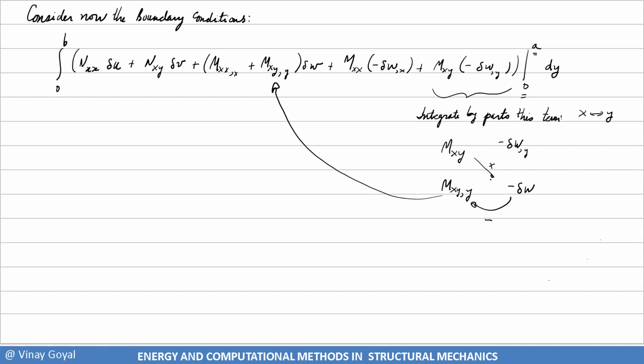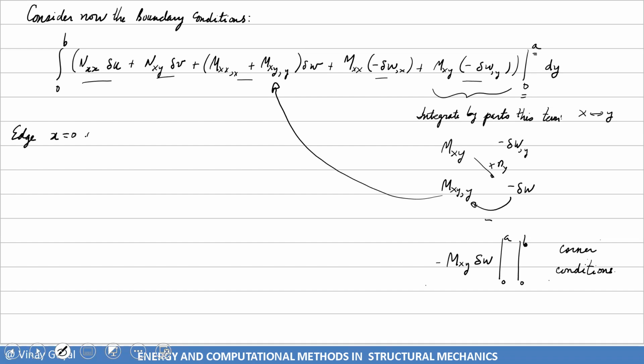This cross term, though, is an integration by parts on y, which means it's also a term that now gets evaluated at the four corners of the plate. We call these the corner conditions. And these terms here will give us the boundary conditions for the rest of the plate. At edge x equals 0 or a, you have essential and natural boundary conditions. In our situation, we have Nxx is 0 because we didn't specify any edge load. We could have u is specified.